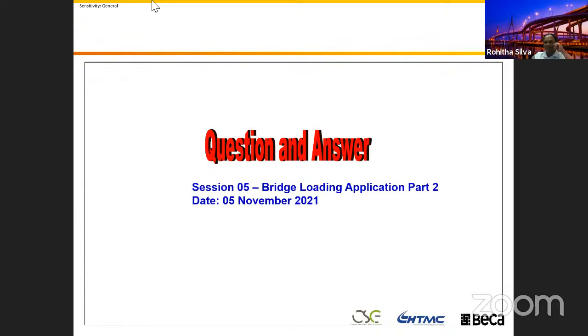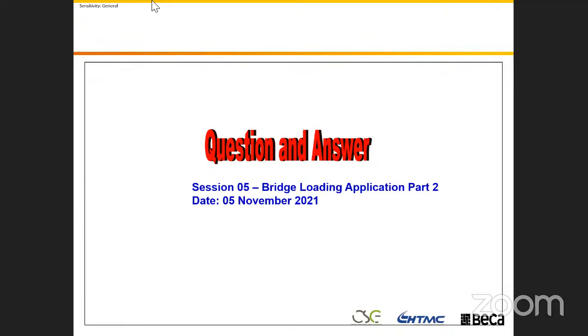Any more questions? Hello, Mr. Rohita. Yeah, I'm Malit here. I have one question regarding that 80 kilonewton single wheel load. It's about the application of the single wheel load, because in the BS standard we have a 100 kilonewton single wheel load. So I am in some doubt about where to apply that load. I mean, if we design the deck slab, do we have to check the punching shear or any other criteria with that single wheel load? I want to know about that.